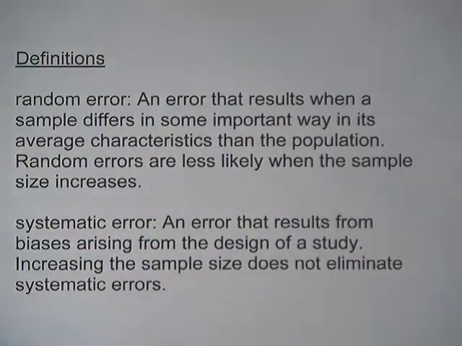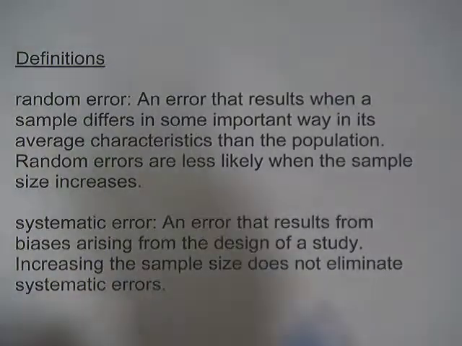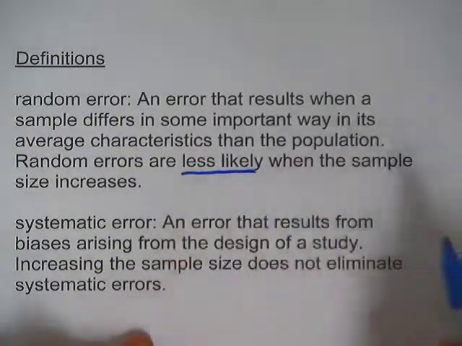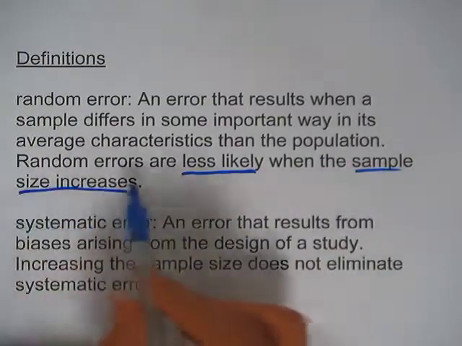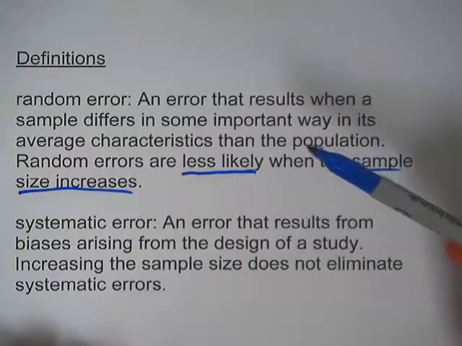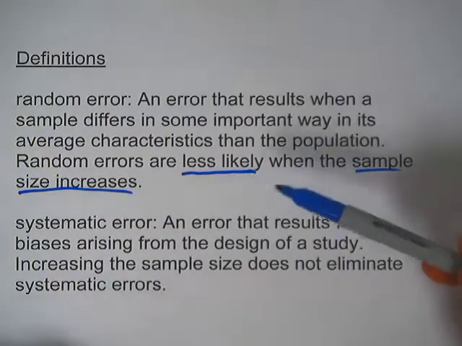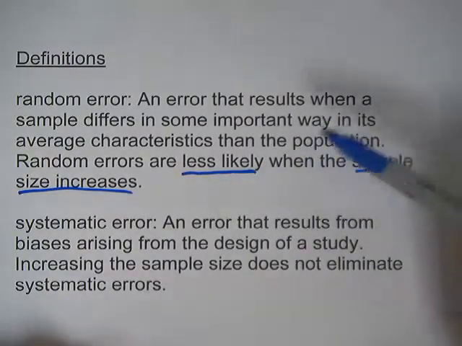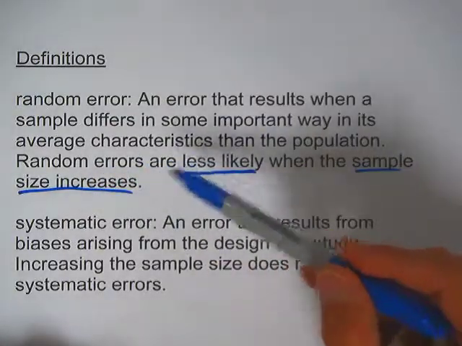So a random error is an error that results when a sample differs in some important way in its average characteristics than the population. Random errors are less likely when the sample size increases. So random errors are generally due to just sampling error. So you end up getting a weird sample that's a little bit different in characteristic than the population.